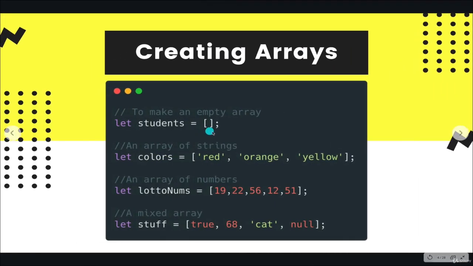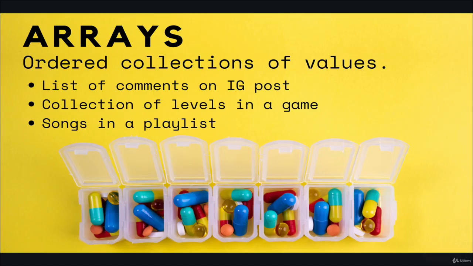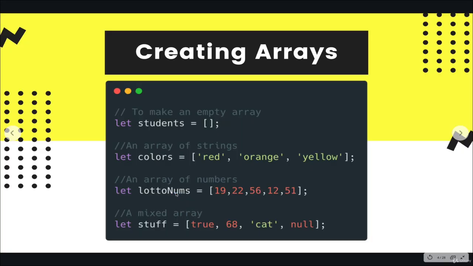Now, when we have 2 square brackets on the right side of an equal sign, we're assigning some variable to an empty array. So it's like one of these pillboxes here with nothing in it. We can add stuff after the fact.